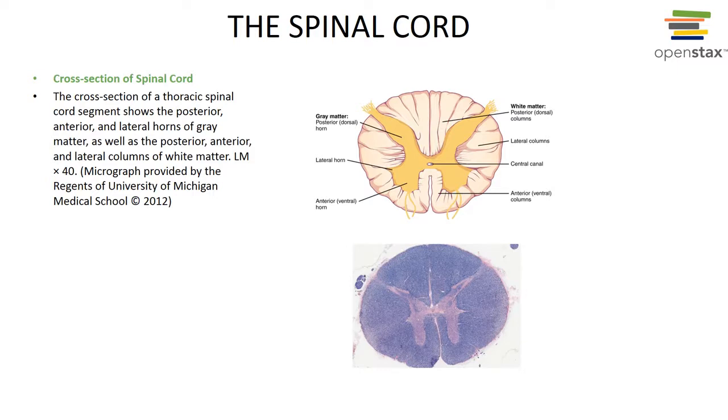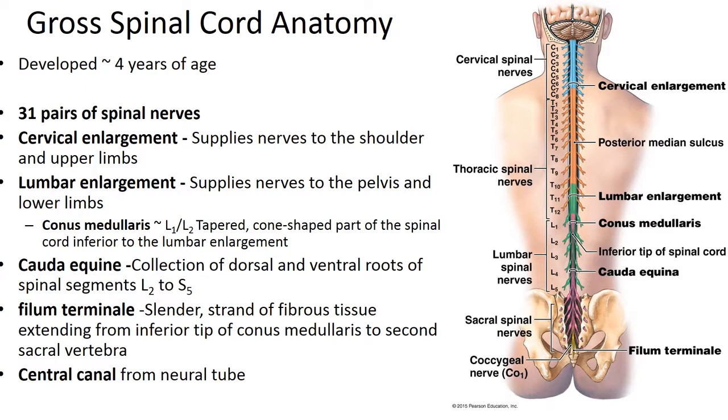The anatomy of the spinal cord is shown here, and there are several anatomical regions that are of significance. The cervical enlargement supplies nerves to the shoulder and upper limbs. The lumbar enlargement provides innervation to the structures of the pelvis and lower limb. The conus medullaris is the tapered, conical portion of the spinal cord inferior to the lumbar enlargement.